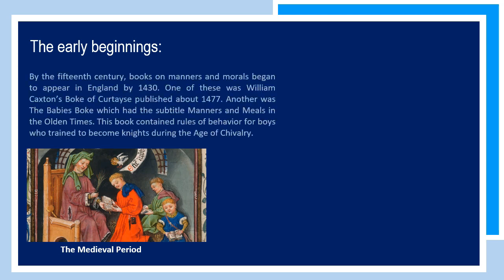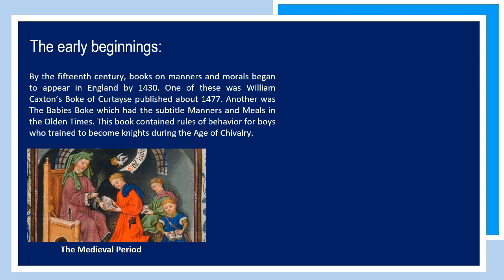Then here comes the medieval period. So in the Middle Ages, literature aimed at the young reflected the generally accepted view that children were born sinful and in need of redemption. So, by the 15th century, books on manners and morals began to appear in England by 1430.